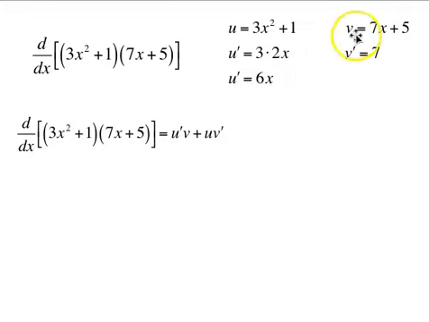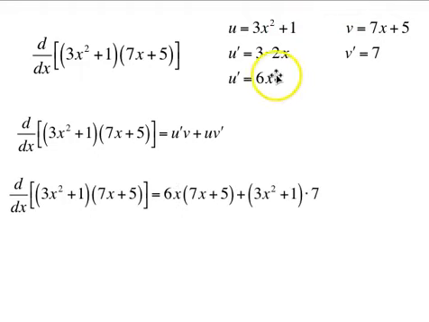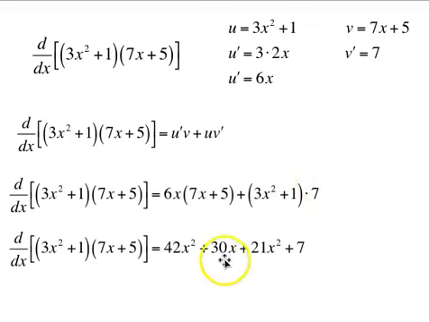U prime v, 6x times 7x plus 5, plus u, 3x squared plus 1, times 7. Again, u prime 6x, v 7x plus 5, plus u v prime, 3x squared plus 1 times 7. Distributing, 6x times 7x is 42x squared, 6x times 5 is 30x, 3x squared times 7 is 21x squared, 1 times 7 is 7. And then we have some like terms here. 42x squared and 21x squared would give me 63x squared. The remaining pieces are 30x plus 7.